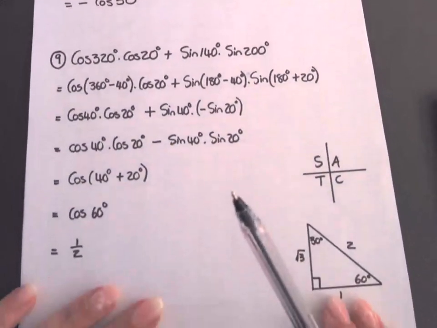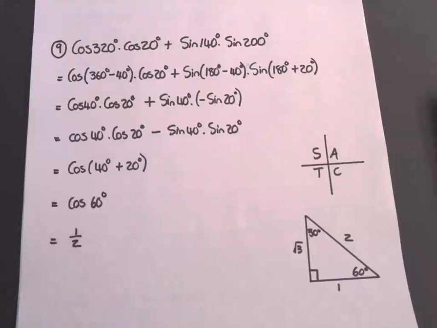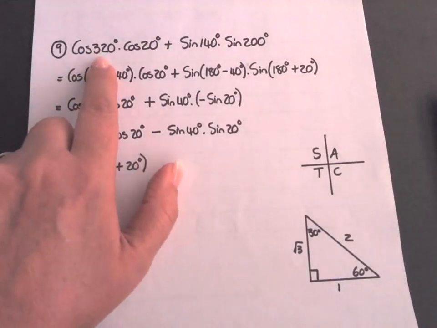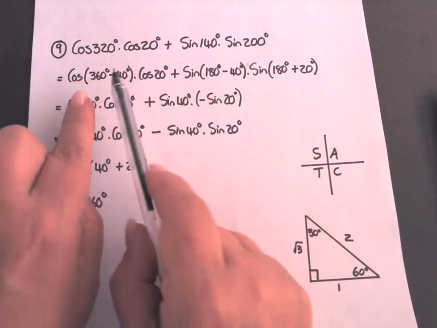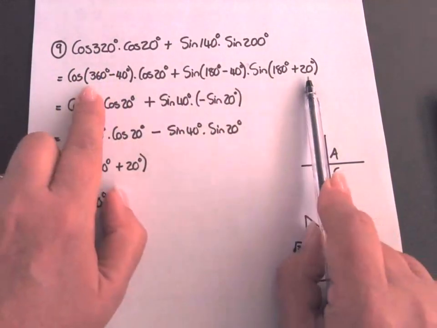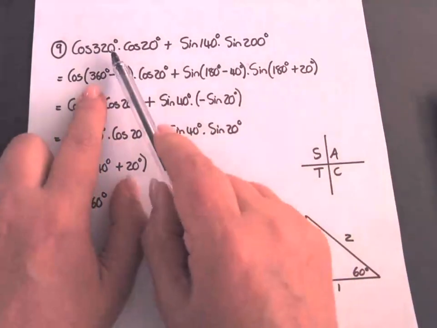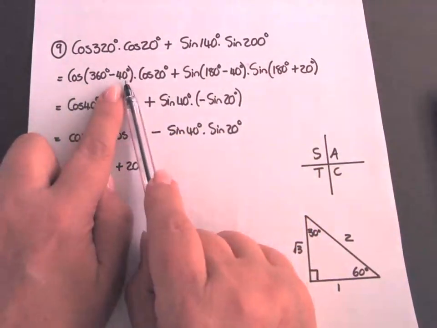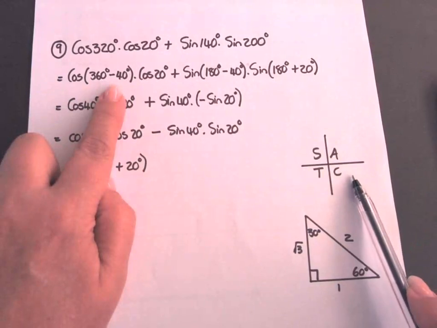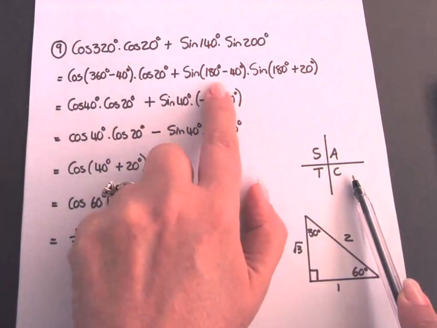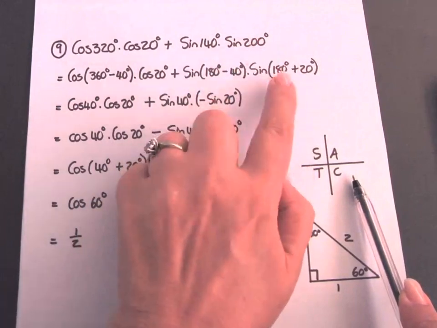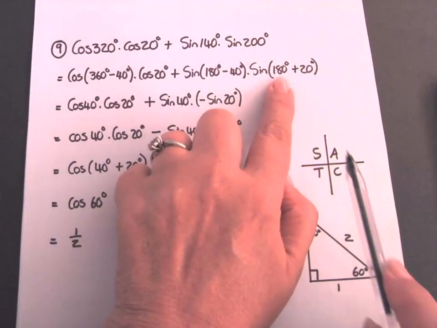Number 9. Now we get reduction formulas. Cos 320, you first need to rewrite it in the reduction format. So 320 is 360 minus 40. It's in this quadrant. The 140 is 180 minus 40. And the 200 is 180 plus 20.